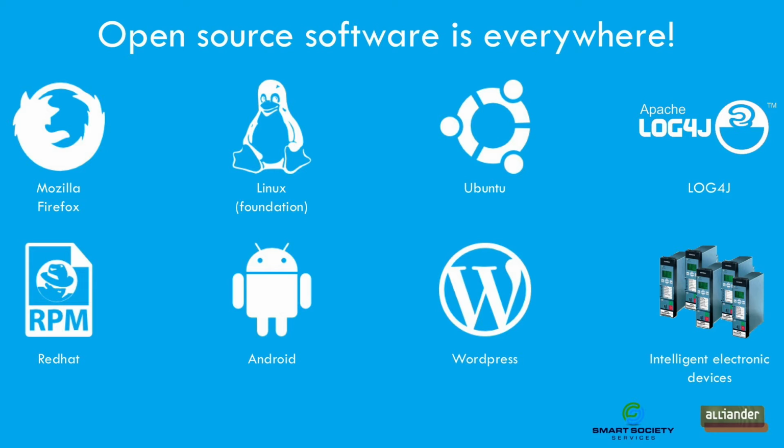Since Alliander is an energy network company, we invest a lot in operational technology. In contrast to the world of IT, a lot of the software in this area is still proprietary, although this is changing. It is Alliander's strategy to support the move towards openness in the operational technology area.